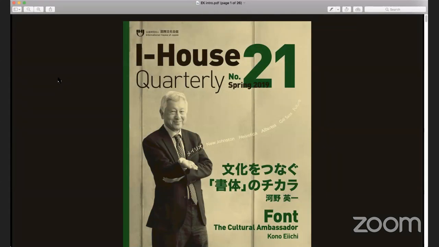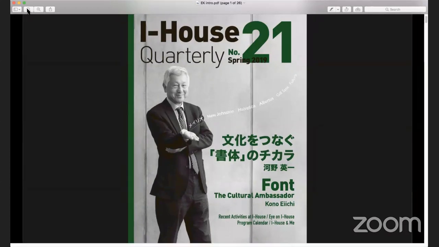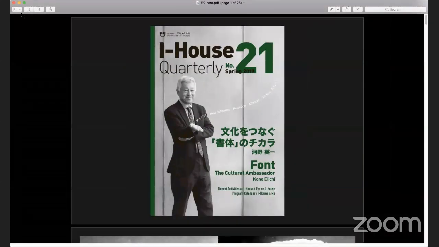So, I'm here to introduce a highly accomplished typographer, but he also happens to be a friend. So I'm going to be, in many ways, unabashedly biased. And I hope I don't come across as that. Anyway, this is to introduce Aichi Kono, whose own country has called him a cultural icon, an ambassador, for various reasons, because you know he left Japan at a very young age. But next slide, please.